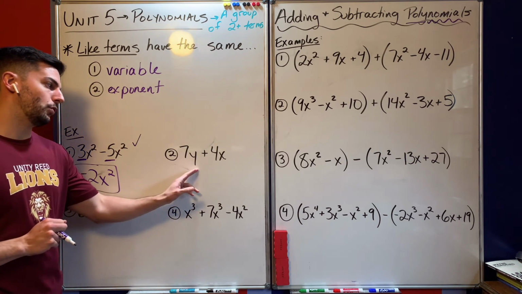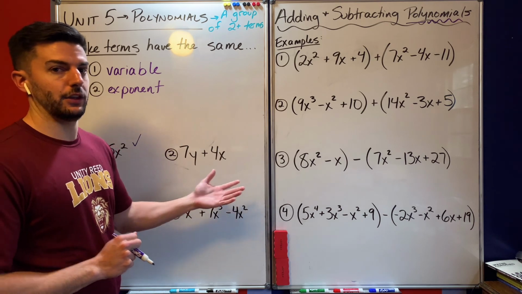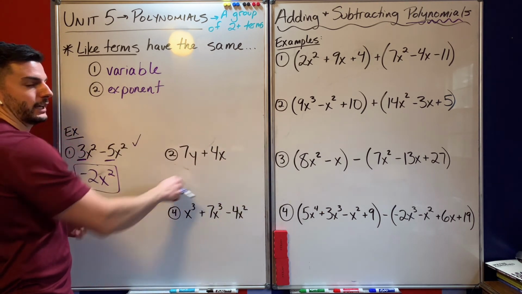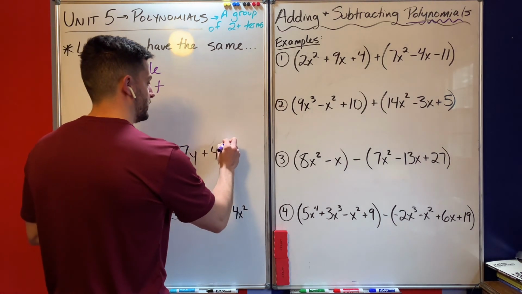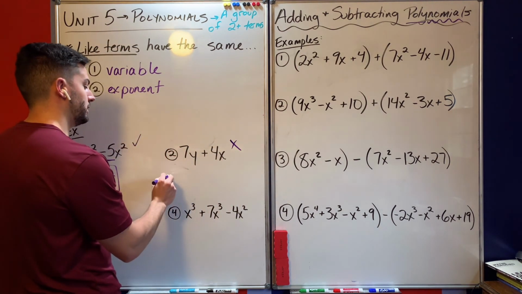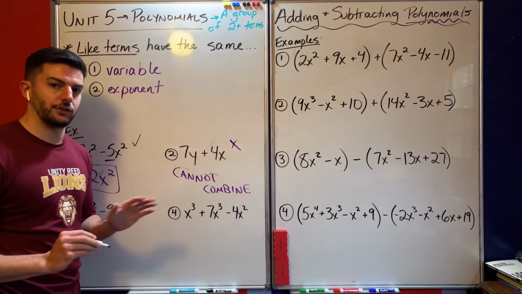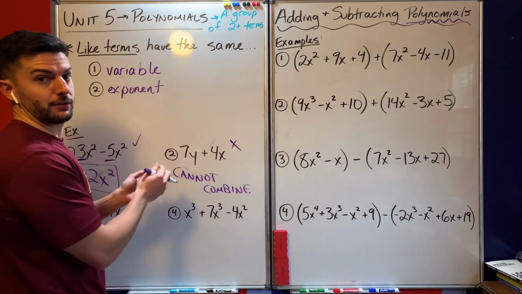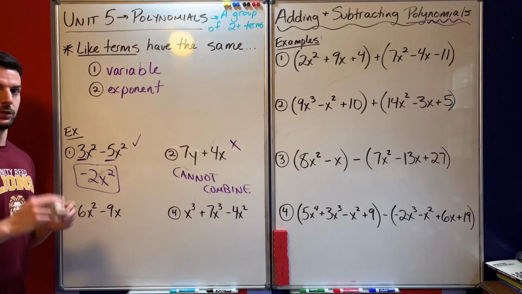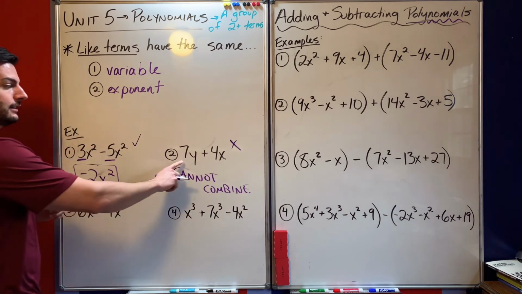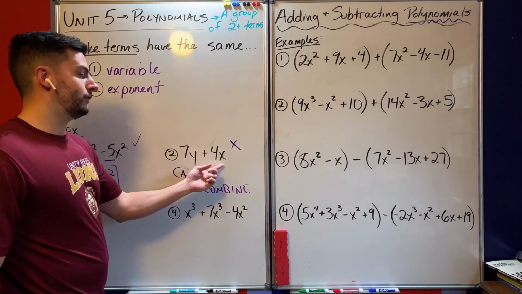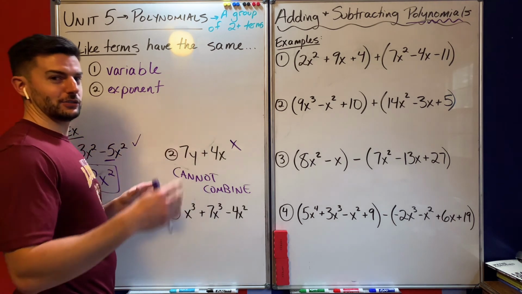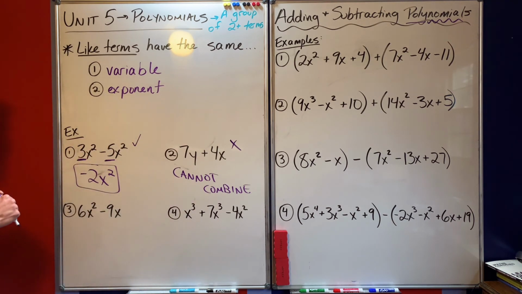Looking at number 2, 7y plus 4x. Can I add those? Do your check. Same variable? 7y, 4x. No, it's not the same variable, so it doesn't pass the check. We cannot combine these because they're not like terms. We would just have to leave it. If it asked us to simplify, this is fully simplified. I like to say this is like 7 oranges plus 4 apples. You can't combine those at all. It's just two different things.